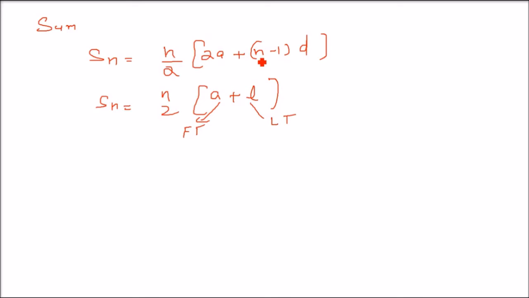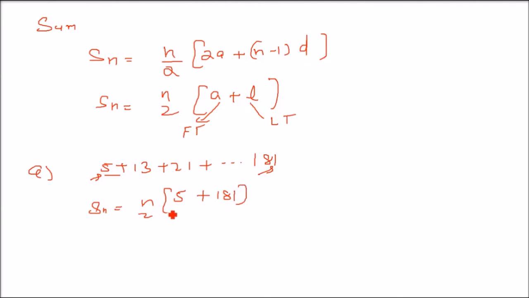Now I'll take a question to understand how this sum can be found out. Find the sum of the series 5 plus 13 plus 21 and so on up to 181. You have to find the sum. So you have the first term and the last term, 5 and 181. So you use the second formula. Sn will be n by 2 into (5 plus 181), a plus l.